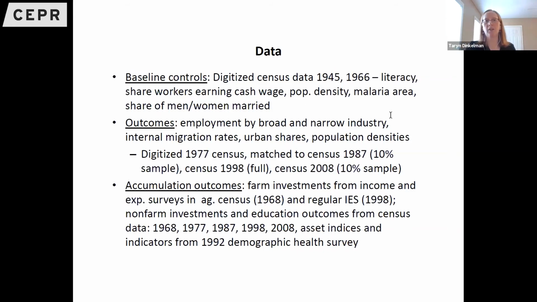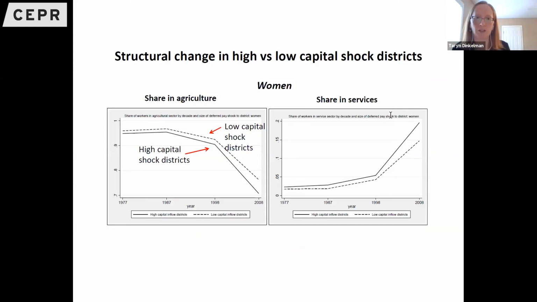So we put all this together, and what I'm going to show you is basically a couple of pictures of how employment shifted across sectors in the high and low capital shock districts, and then I'll show you our main results with all the controls included. So, structural change across the districts with high and low amounts of capital coming back in. What you see on the left is the share of women in agriculture, and on the right, the share of women in services. It runs from 1977 through 2008.